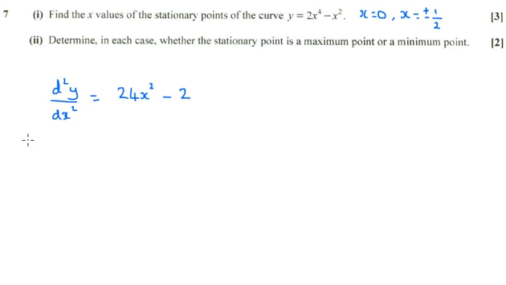So for the x equals 0 stationary point, d2y by dx squared is just going to be negative 2. And because that's a negative number, that will be a max point, a maximum point.